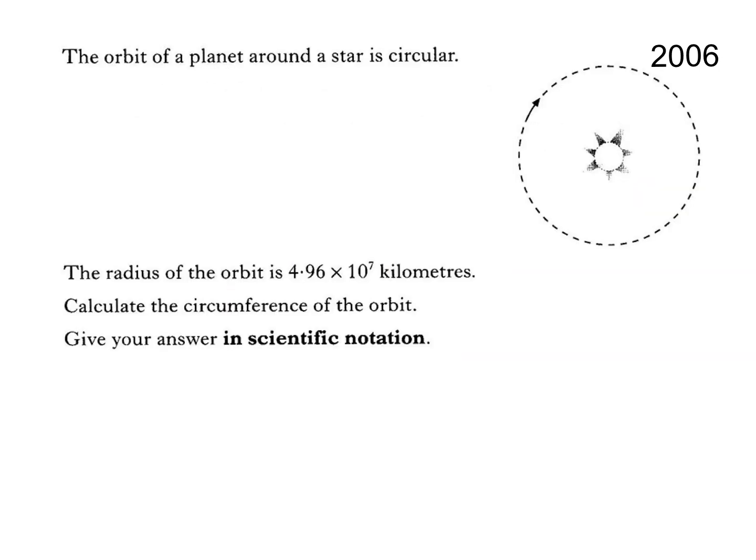Right, my last question. No, I tell you, it's my second last question. If you're still watching, well done. Orbit of a planet around a star is circular. The radius of the orbit is this. So they have told us what the radius is. We have to calculate the circumference. So good old C equals pi d. So for this one, we just have to do pi times our diameter.